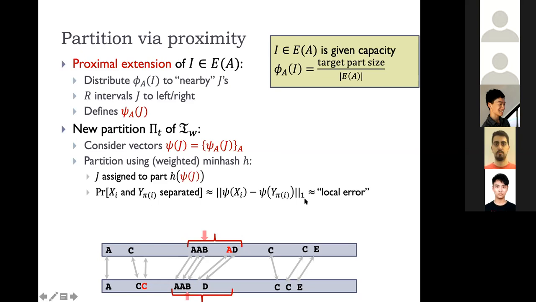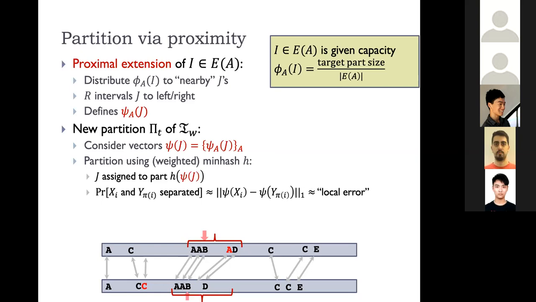These are the collected vectors obtained through this proximal extension kind of process, and the amount of this L1 distance will roughly correspond to the local error. So this means that the average probability, where the average is over I, will be roughly proportional to the average of the local error, which intuitively corresponds to the total error.